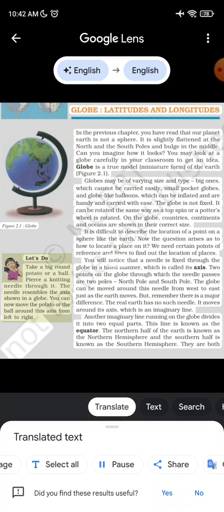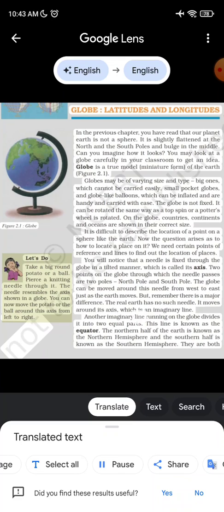Note. You will notice that a needle is fixed through the globe in a tilted manner, which is called its axis. Two points on the globe through which the needle passes are the two poles, North Pole and South Pole. The globe can be moved around this needle from west to east just as the Earth moves. But remember, there is a major difference. The real Earth has no such needle. It moves around its axis, which is an imaginary line.